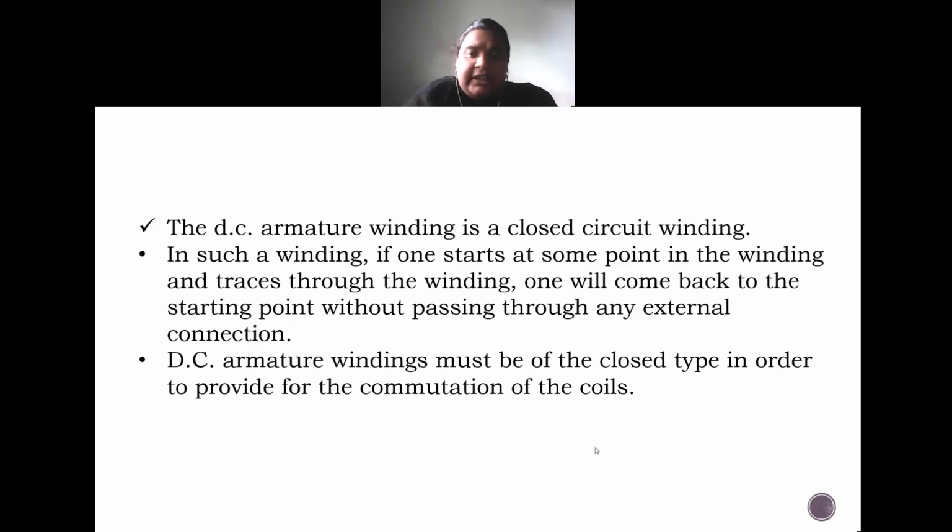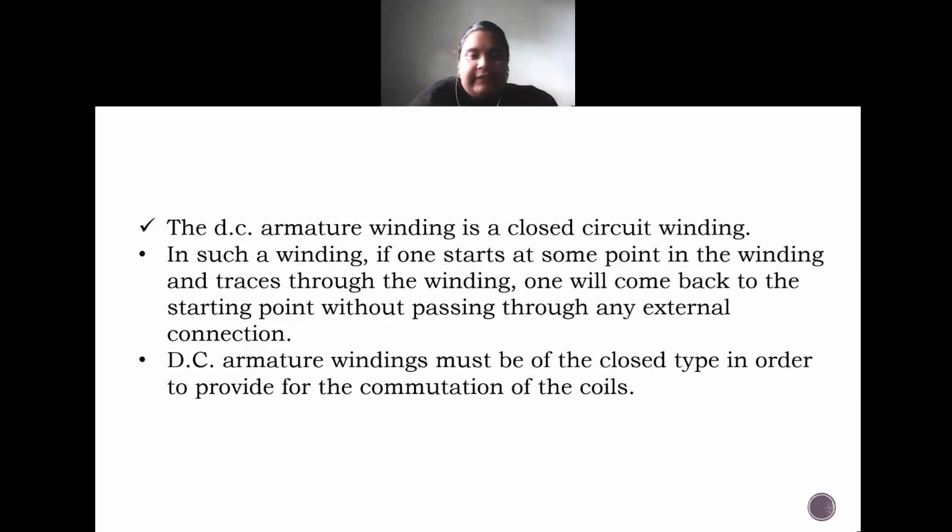The armature winding is a closed circuit winding. Closed circuit winding means there is no other path for the current to pass through other than the winding. In such a winding, if one starts at some point and traces through the winding, one will come back to the starting point without passing any external connection. That is how we make sure that our armature winding is a closed circuit winding.